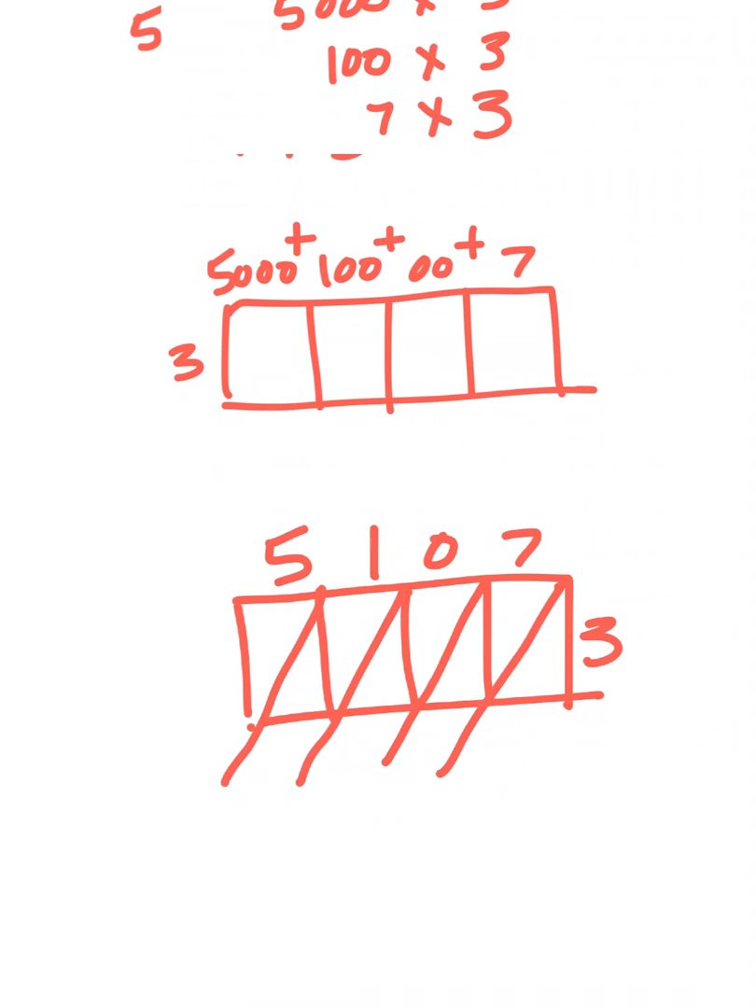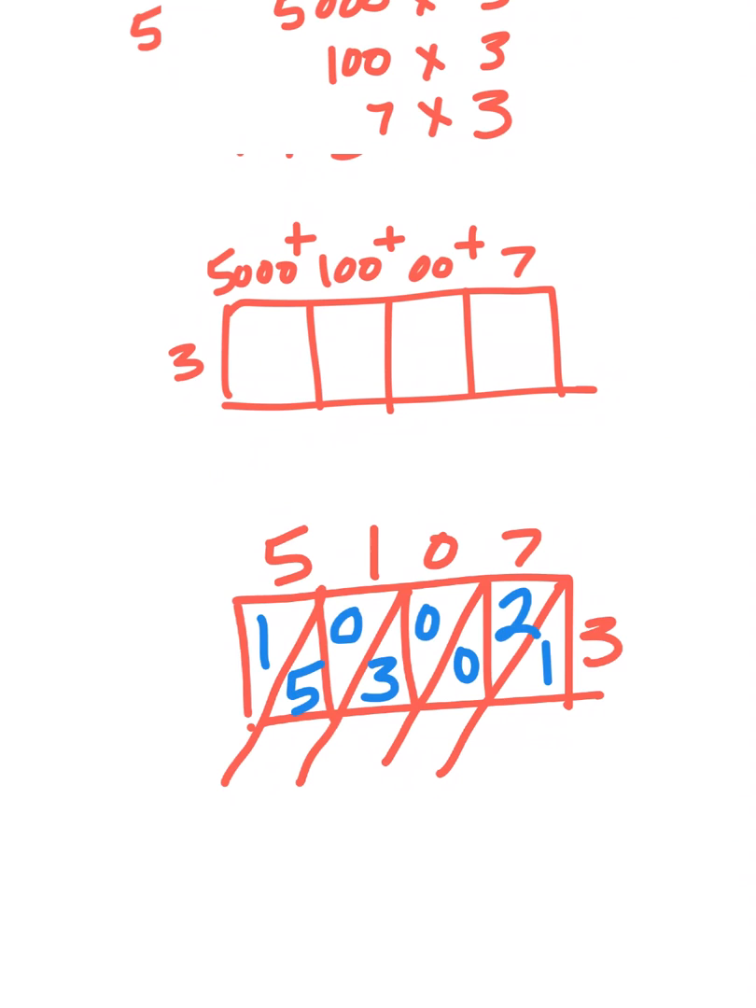Okay, so I'm going to multiply each of my digits. 7 times 3 is 21, or 2 tens and 1 one. 0 times 3 is going to give me nothing, so 0, 0. 3 times 1 is going to give me 3. I'm going to put a 0 there because when I'm multiplying hundreds, I only get 3 hundreds. Okay, and then finally 5 times 3 is 15.